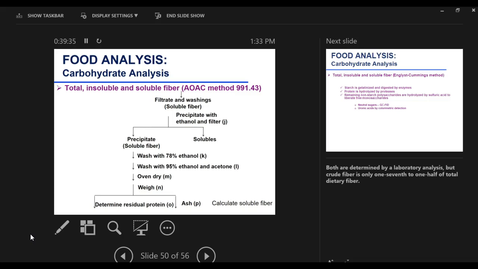At this point, I have the soluble fiber amount, I have the insoluble fiber amount. If I add them together, I will get my total dietary fiber.